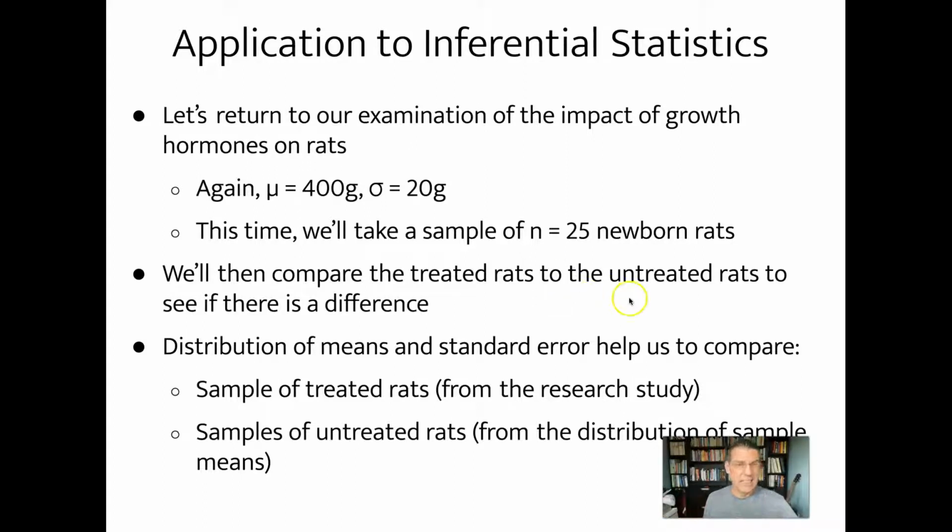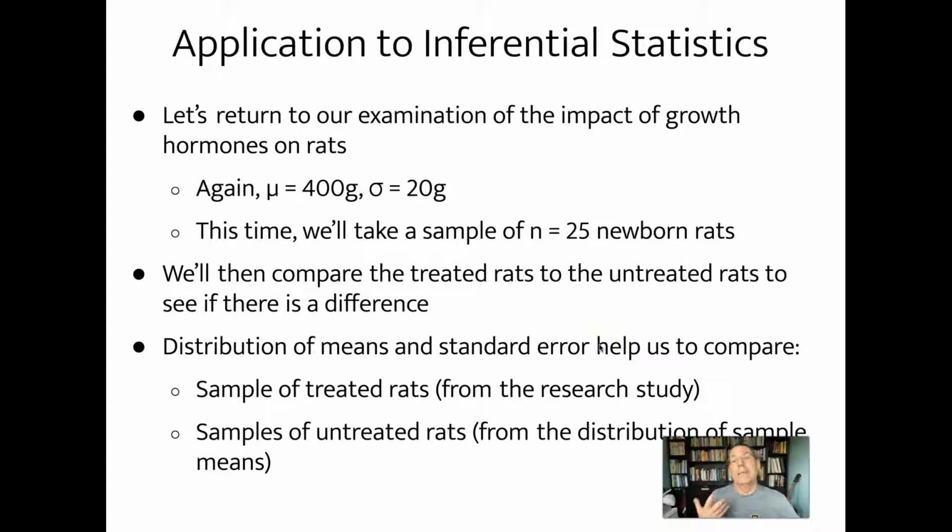But it's much more likely that research is going to actually take multiple rats. So they might take 25 newborn rats and give them growth hormone. Because again, that means you're more likely to sample some rats that are likely to be heavy, some rats that are likely to be light, and some rats that are likely to be average in terms of their weight. And so you're getting a more representative sample than just sampling one rat. And so that's a better research study.